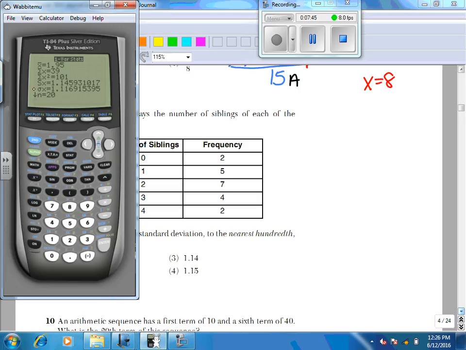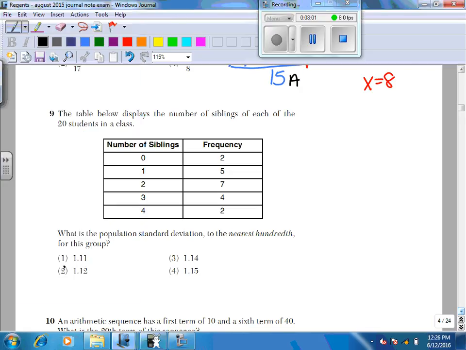And it said population standard deviation, right? Population standard deviation is right here. Sample standard deviation would be the Sx. We want population and we want it to the nearest hundredth. 1.11 is there. Be careful to round correctly. That 1 gets rounded up to a 2 because of the 6. 1.12.